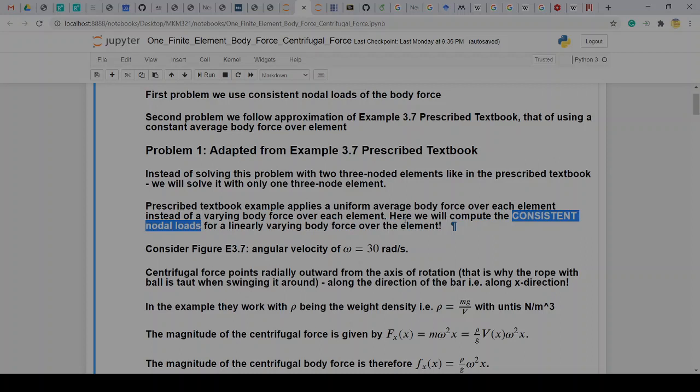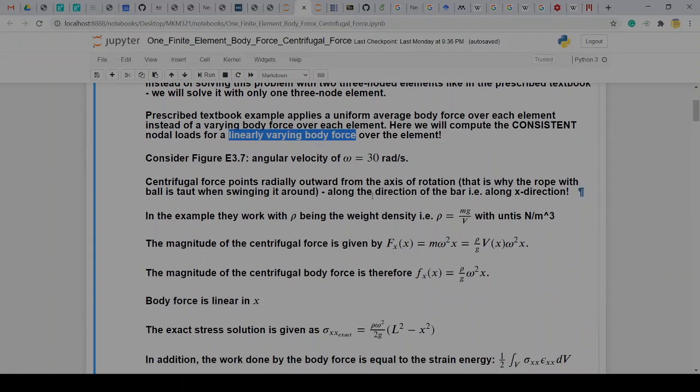So what the textbook does is compute the consistent node loads, but it assumes that the linearly varying body force is constant over each element segment. That is an overly simplified way of solving the problem. In this course, when we have linearly varying body forces, we solve it as linearly varying and compute the consistent nodal loads for that, unless it's explicitly stated that we make a simplification. So that is important to highlight clearly.